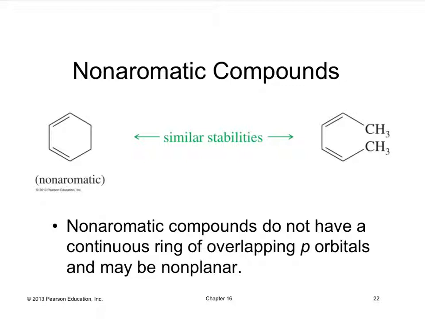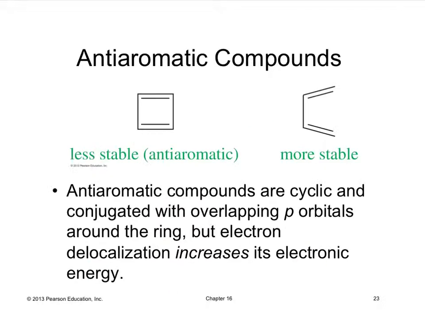If we look at non-aromatic compounds, such as this, here you have only 2 double bonds. Even though it's conjugated, this is similar to a non-cyclic molecule shown here. Non-aromatic compounds do not have a continuous ring of overlapping p orbitals and may be non-planar.